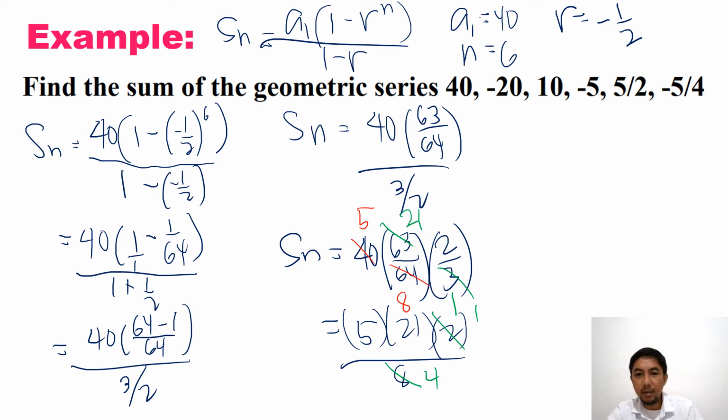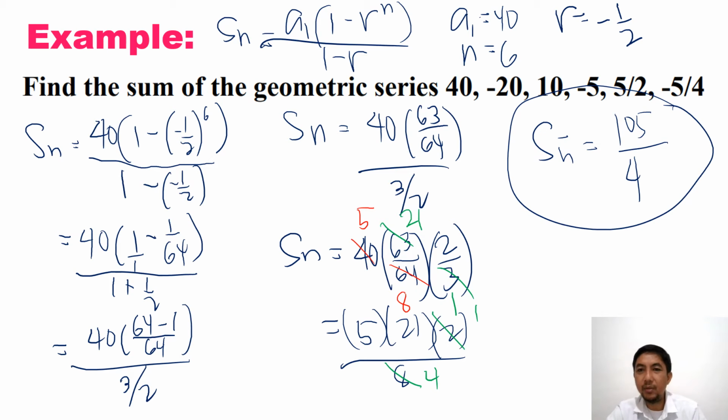So all in all, if you are going to get the product, 5 times 21 times 1 is 105. And the remaining value in the denominator is 4. So the final answer is 105 all over 4.